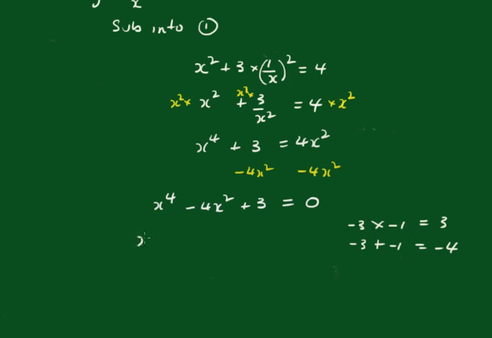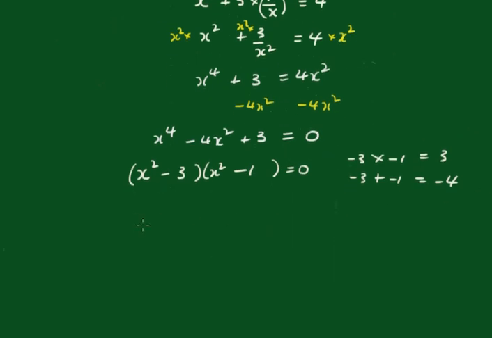So this becomes x squared minus 3 times x squared minus 1 equals 0. Therefore, x squared equals 3, or x squared equals 1. That means x equals plus or minus the square root of 3, and here x equals plus or minus 1.